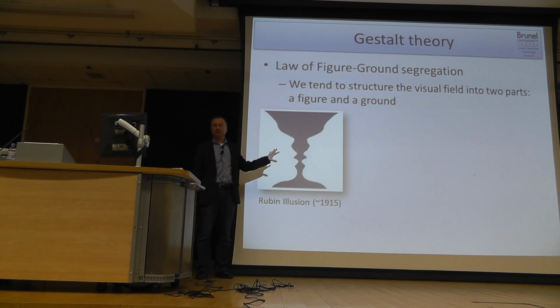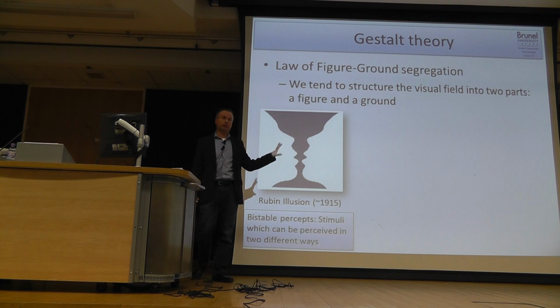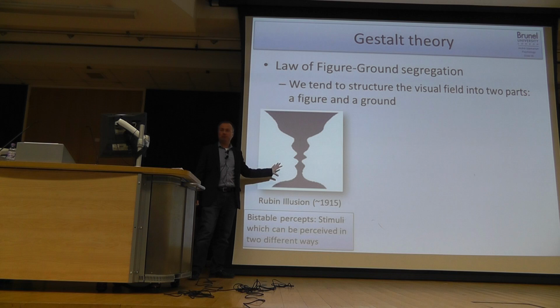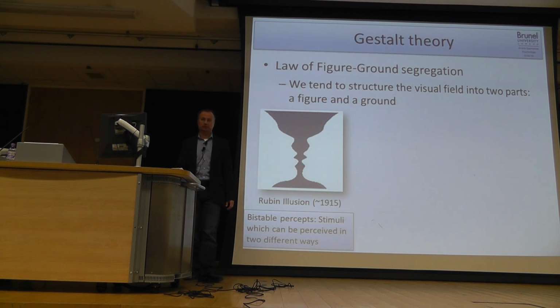These types of pictures are called bistable percepts. And that means it's stimuli which can be perceived in two different ways. What is intriguing about this figure-ground segregation is we are not able to see it both at the same time. We can switch between them, but it's never possible to see the vase and the faces at the same time. We'll always be jumping back and forth between that.